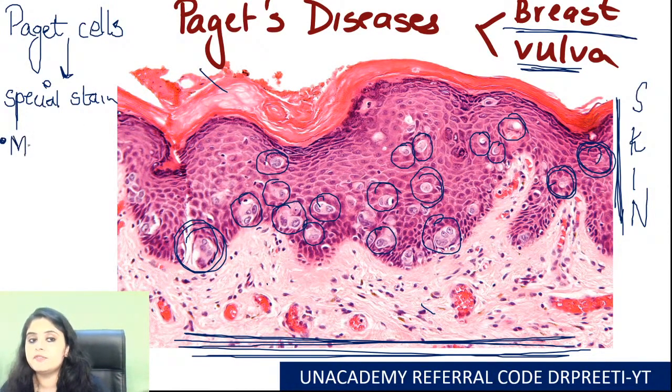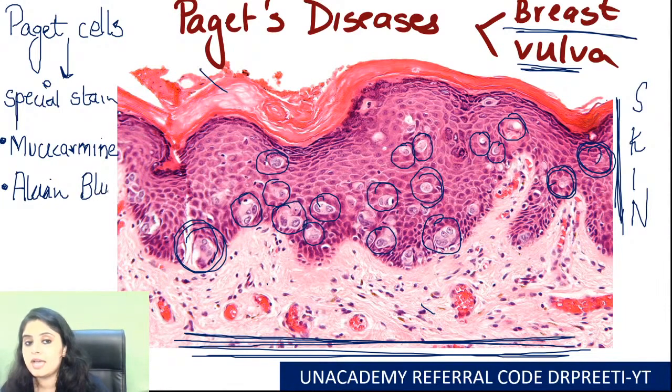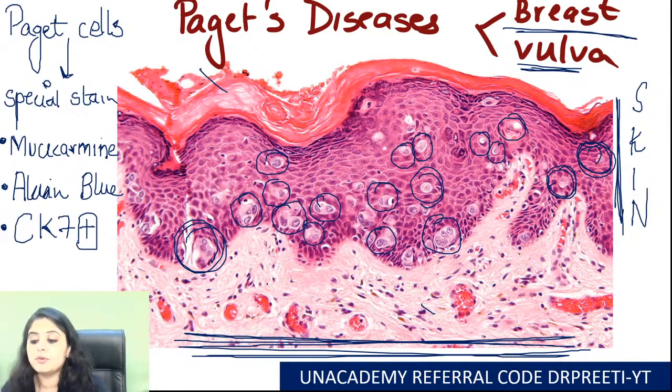They can be positive for mucicarmine. They can be positive for Alcian blue. No answers as yet. And please remember, they are also CK7 positive. They are positive for mucicarmine, they are positive for Alcian blue, they are also CK7 positive. Yes, very good. They are also PAS positive. Very good, guys.